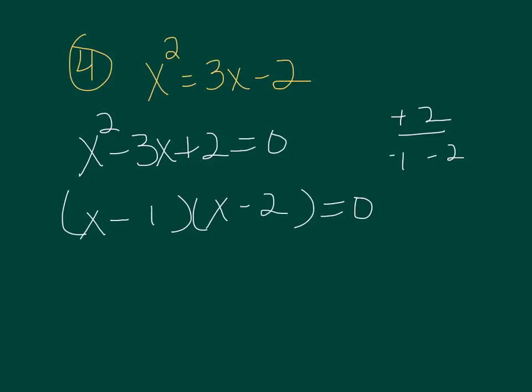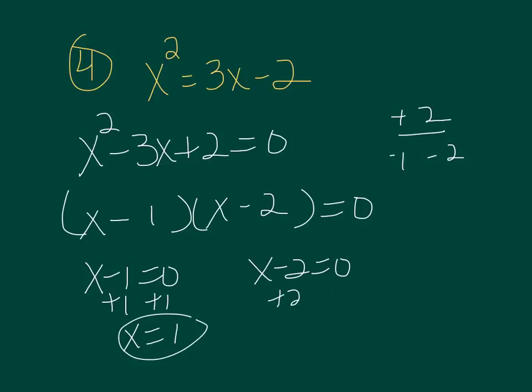Alright, now let's split them up. So we have x minus 1 equals 0 and x minus 2 equals 0. Add 1 to this one, so we get x equals 1. Add 2, and x equals 2. So my two answers are x equals 1 and x equals 2.